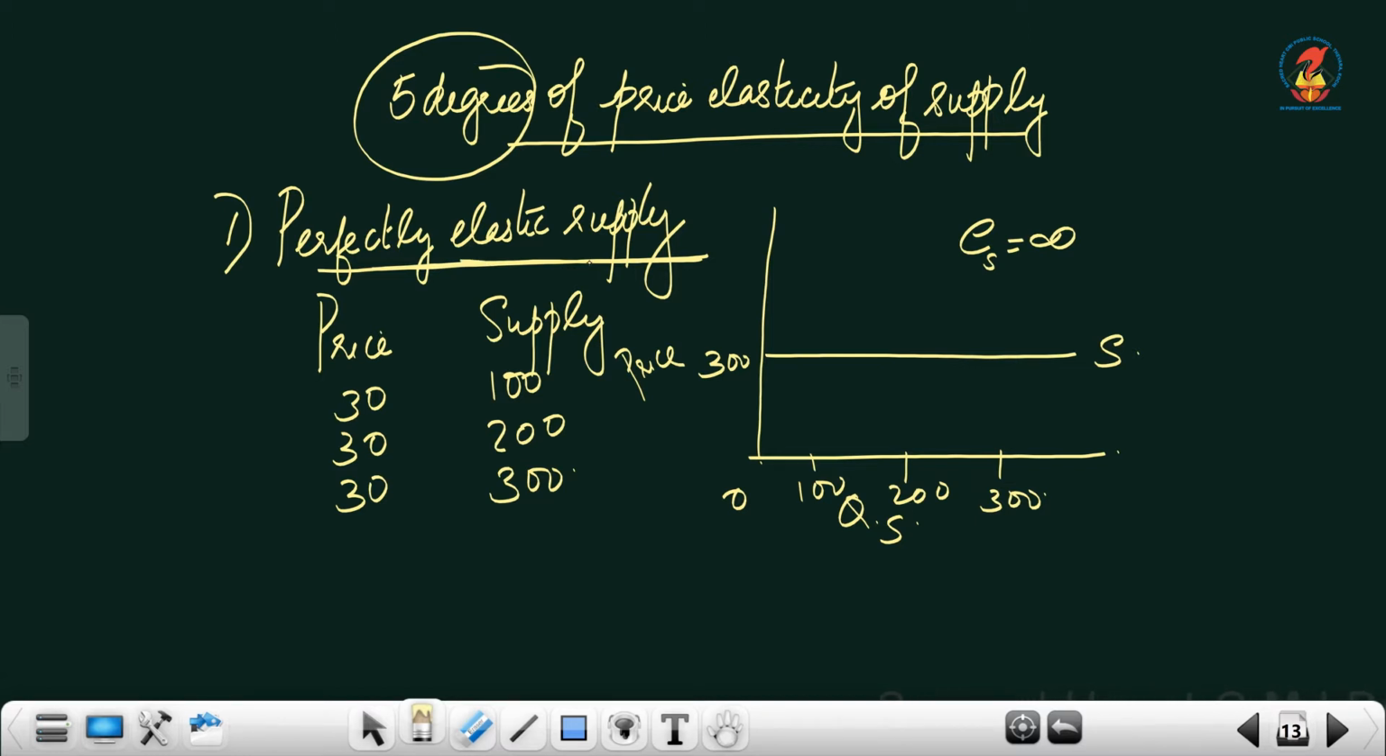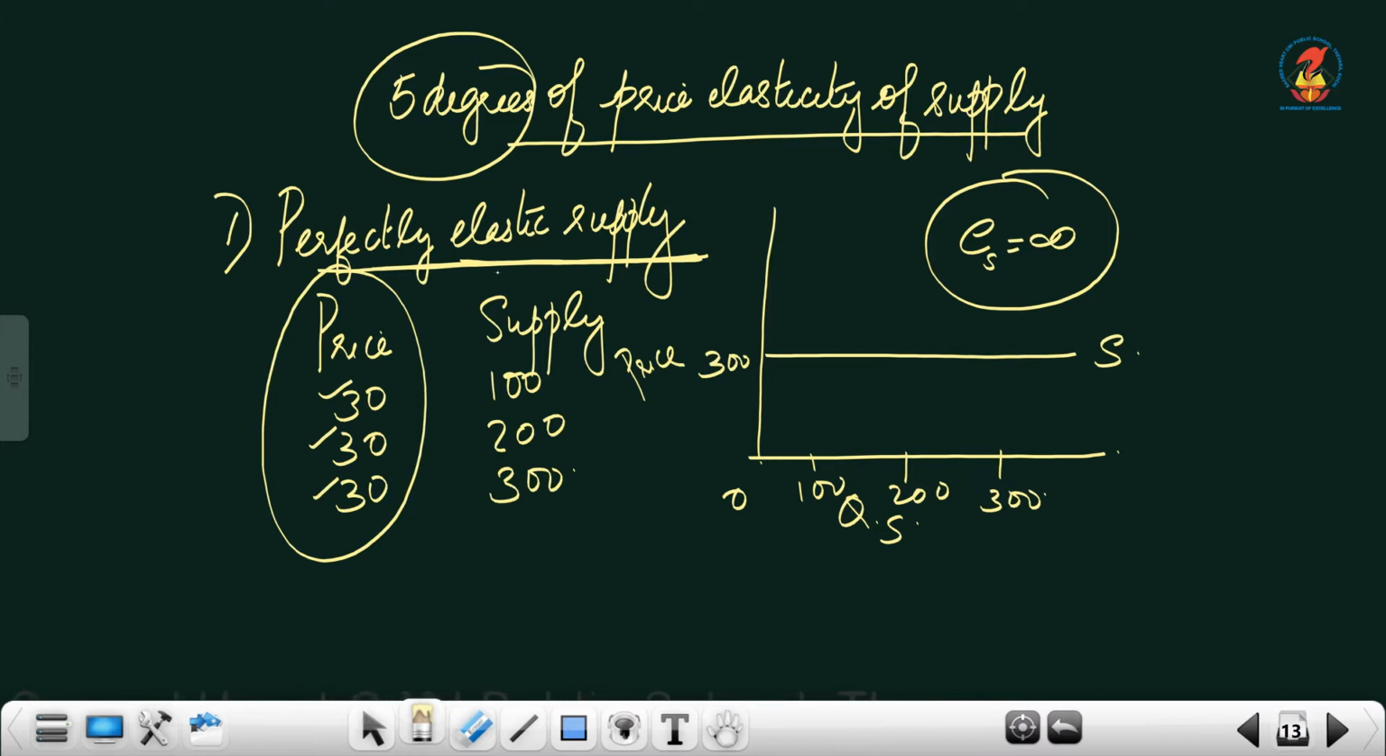Perfectly elastic supply refers to a situation where elasticity of supply will be infinity. What do you mean by that? Let us see the example. The price is given as 30, 30 and 30. Supply is given as 100, 200 and 300, which means at a price of 30, 100 is supplied. At a price of 30, again the quantity 200 is supplied. At a price of 30, again the quantity 300 is supplied.